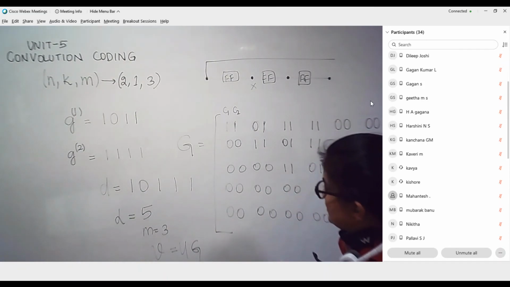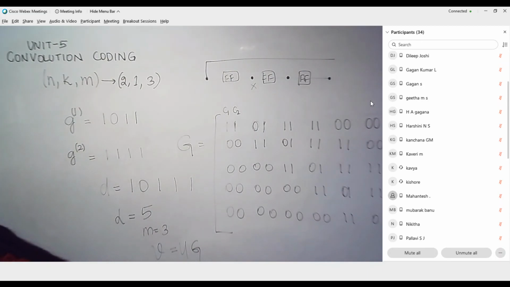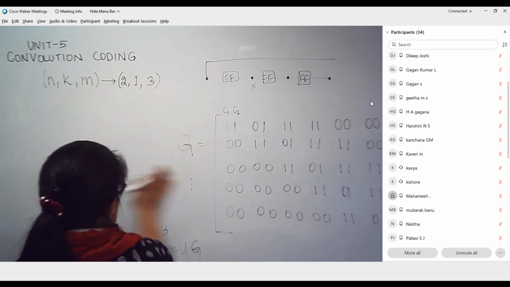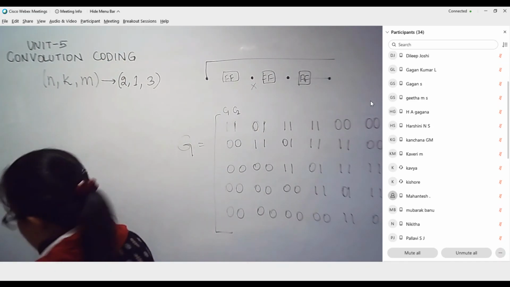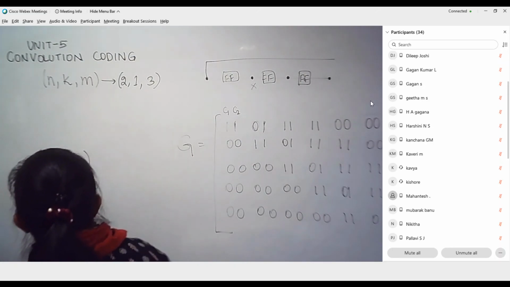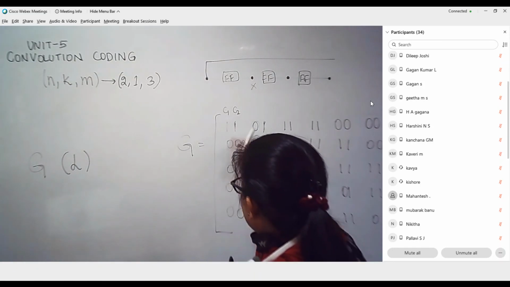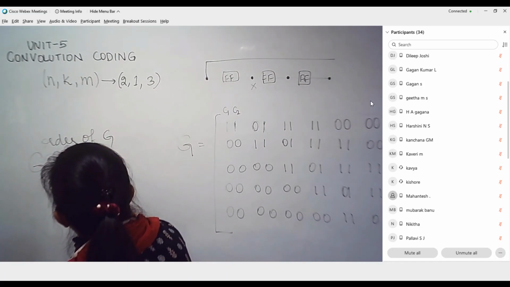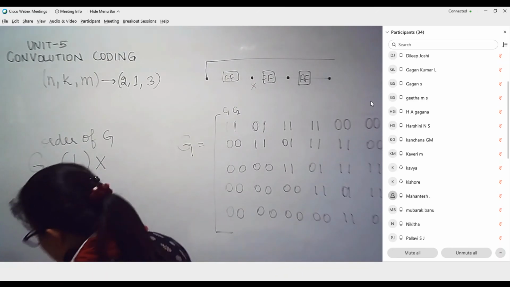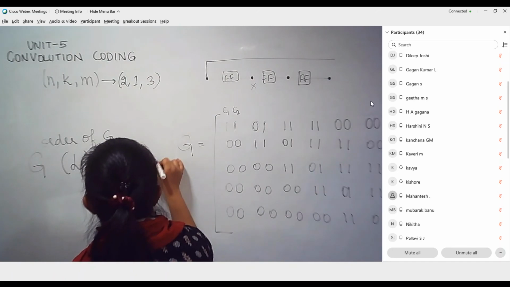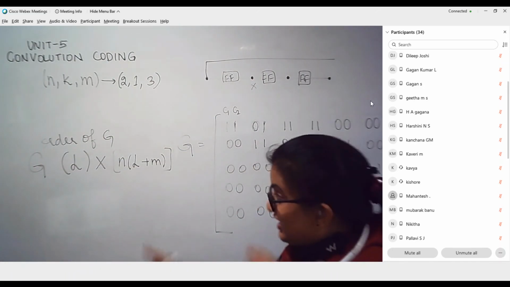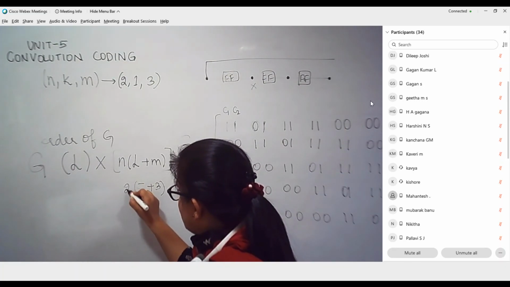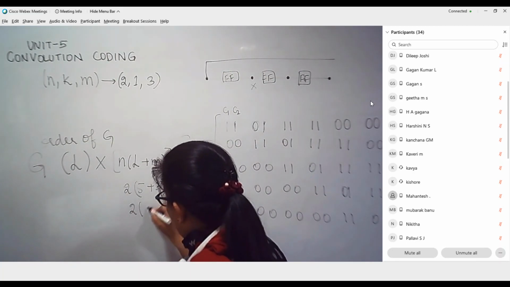Now we will see how to obtain the size. In order to write this generator matrix, the G generated for a given convolution encoder will be of the order where the number of rows equals the message length L, and the number of columns equals N into L plus M. Here L is the number of message bits, that is 5, M is the number of memory elements, 3, and N is the length of the code word vector. So in this case it is 2 into 5 plus 3, that is 2 into 8, 16.